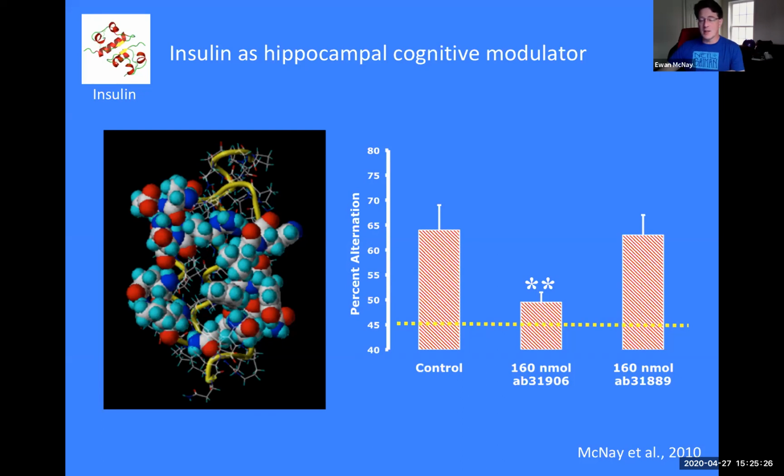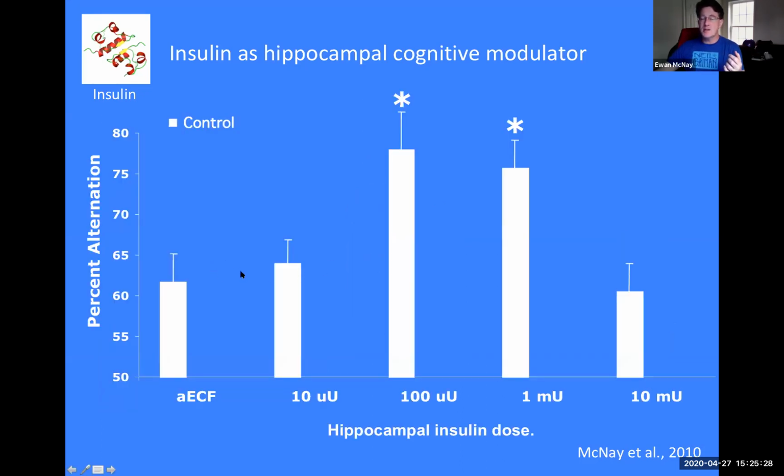And conversely, in that same paper, we showed that if you give insulin in the hippocampus, you get this really nice inverted U. It looks just like you gave them glucose or norepinephrine or any of those things. These white bars are all control animals. They're fed a healthy diet, they're not particularly fat, they're just kind of regular lab rats.